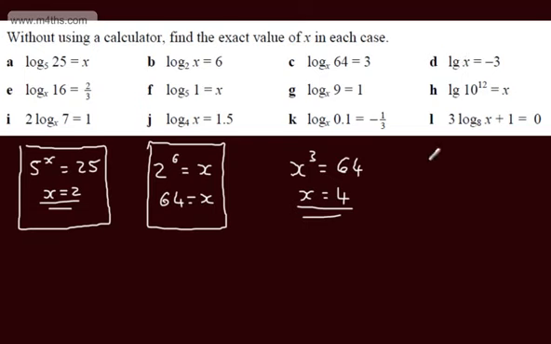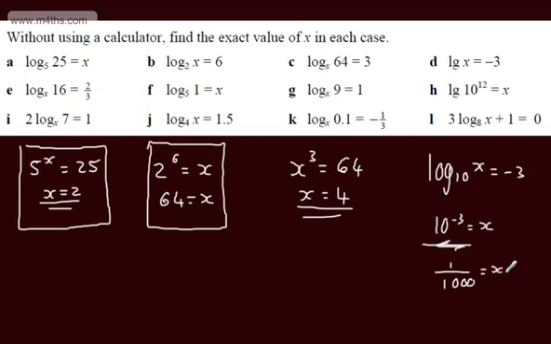Right, this one right here, let's rewrite this. What we have is log to the base 10 of x is equal to minus 3. So what we could write now is the exponential equivalent, and that is 10 to the power of minus 3 is equal to x. So 10 to the power of minus 3 is going to be 1 over 10 cubed, which is 1 over 1000. So just rewriting it might make your life easier.